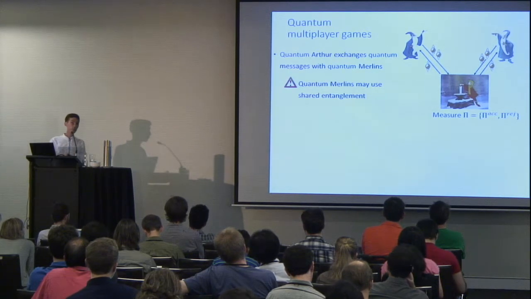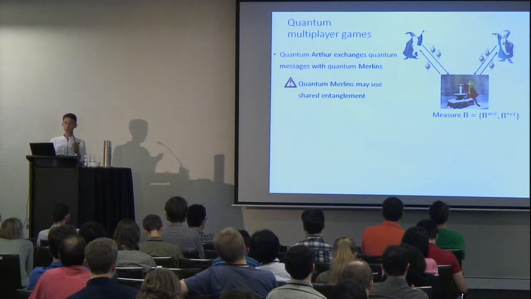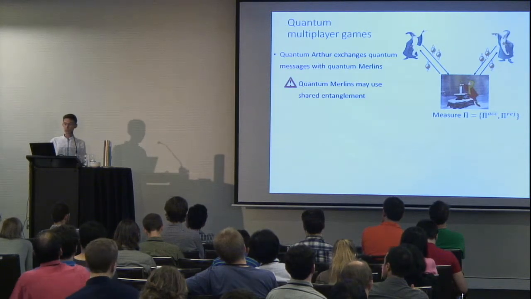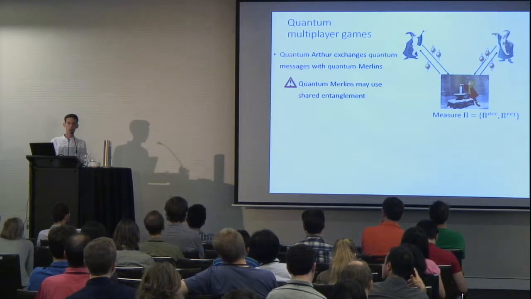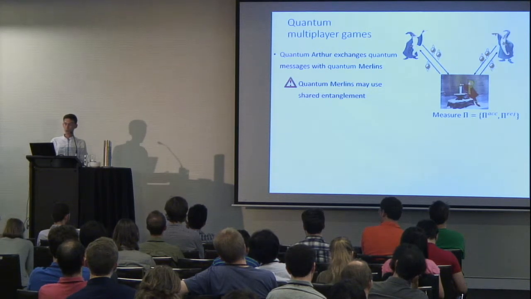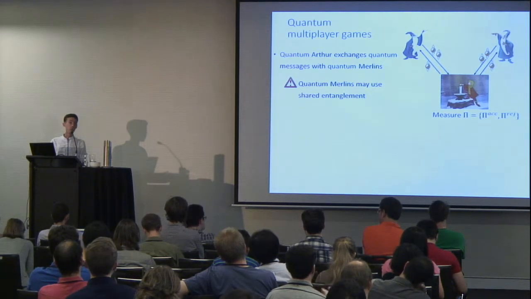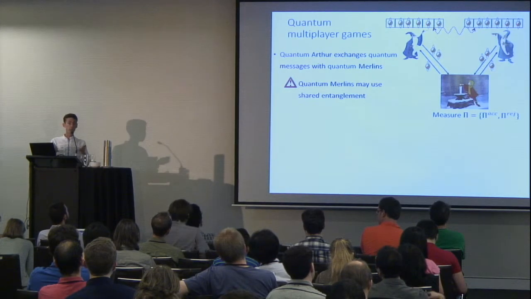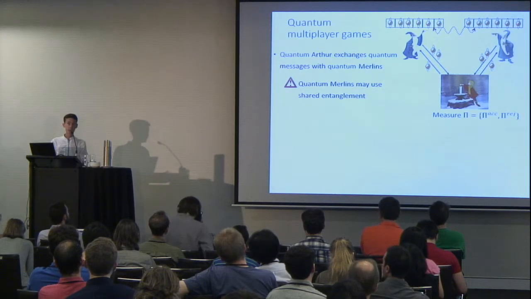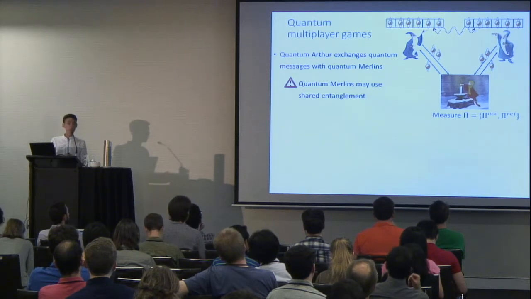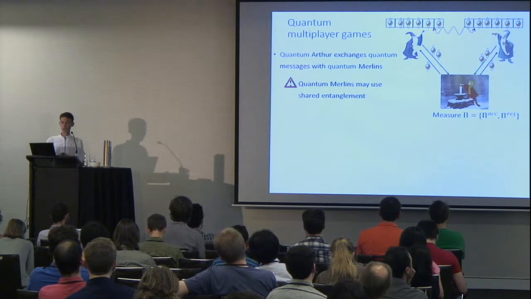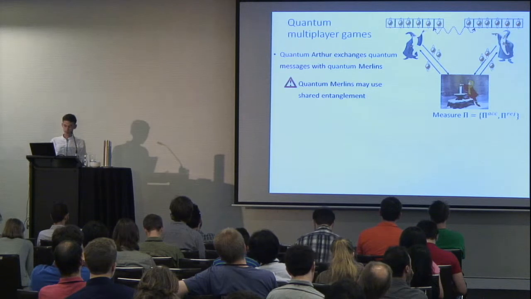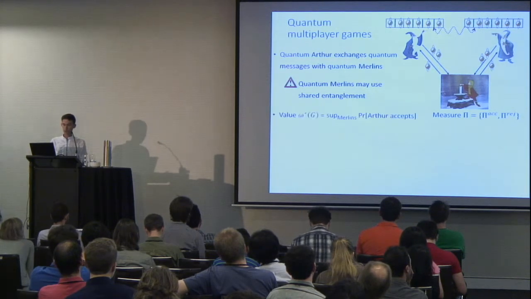And so one very important point about these games is that since we're allowing everyone to be quantum now, the Merlins are quantum players, it makes sense to allow them to use entanglement. So I'm assuming that they can initialize their own private spaces in an arbitrary entangled quantum state. But then once they receive their questions, they're restricted to local operations on their respective shares of the entangled state. This can involve local unitaries or local measurements. All right, so that's the setup.